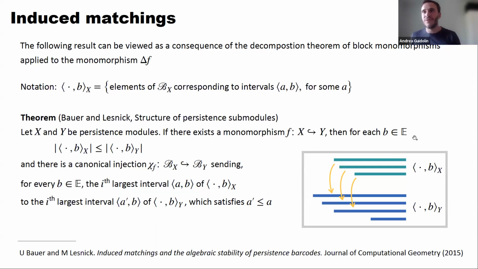The picture for this theorem is this one. Now it's a matching between barcodes. It's not a morphism, but we can see these arrows also as a morphism that maps this bar to this bar, this bar to this bar, and so on. And indeed, we will do this. And there is one unmatched bar in this case in Y.